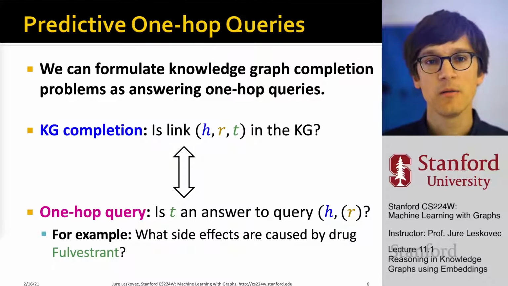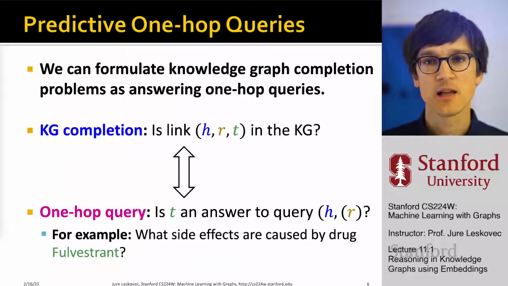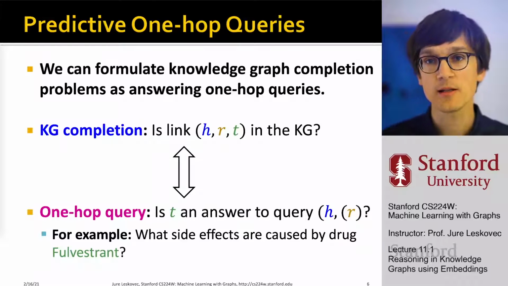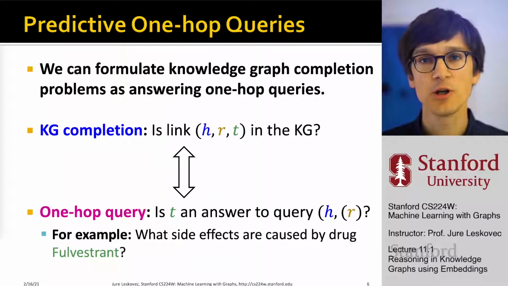So for example, what side effects are caused by drug fulvestrant, right? In this case, I start with drug fulvestrant, this is my H, R is the caused by, and now I want to basically say, is this particular entity the endpoint of fulvestrant and caused by? So that's how answering one-hop queries, like simple link prediction queries, is knowledge graph completion.